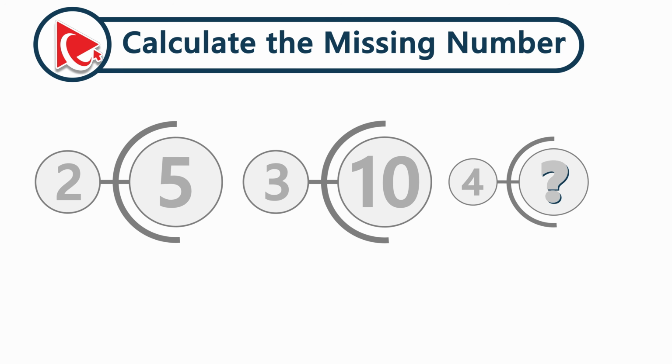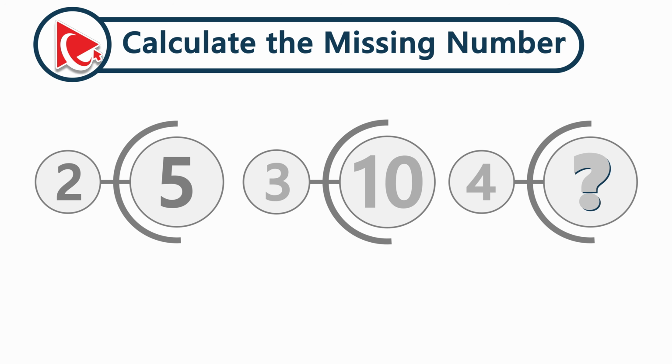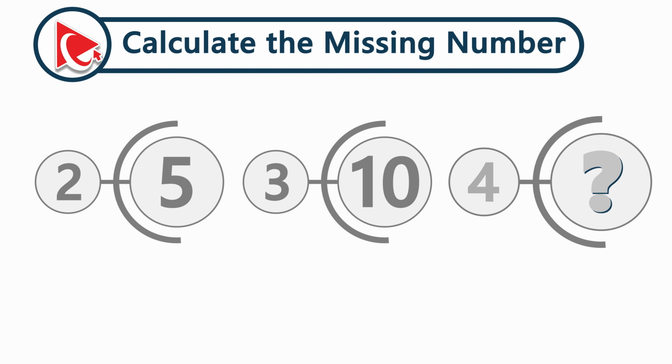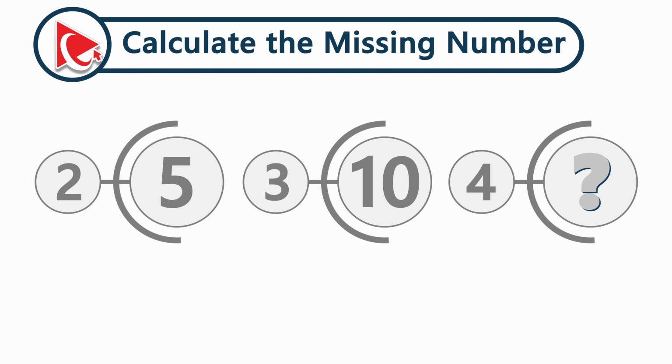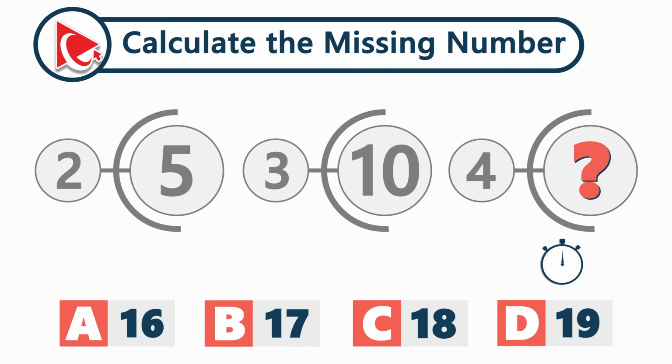You're presented with 3 pairs of circles. First pair has numbers 2 and 5. Second has numbers 3 and 10. And then the third pair only has one number, 4. And you need to calculate the missing number and select your answer out of 4 possible choices: A16, B17, C18, or D19. Can you work it out and pick it from the answers provided?